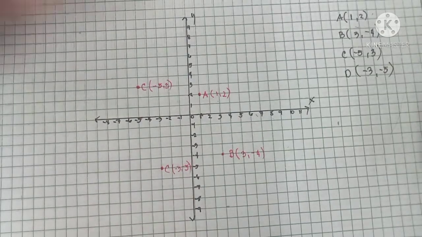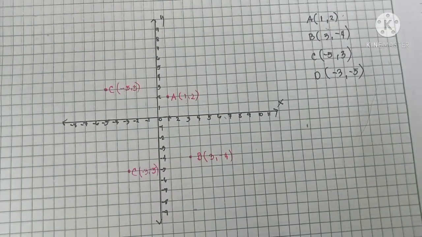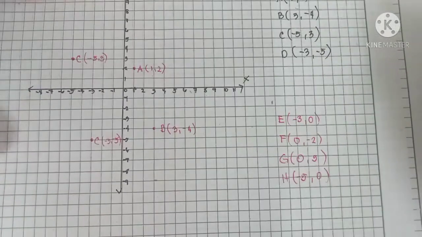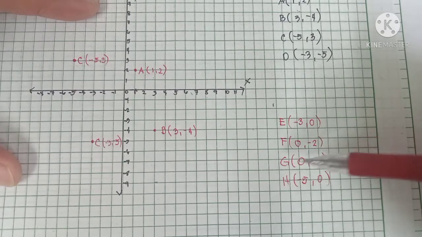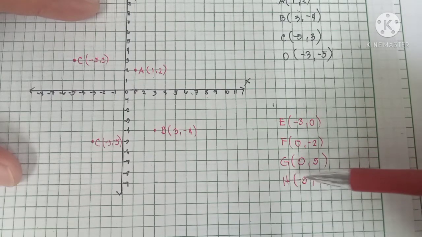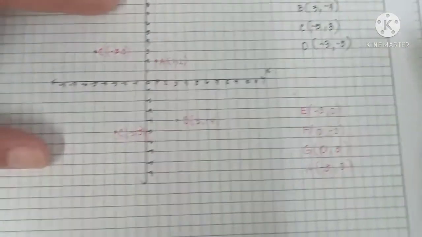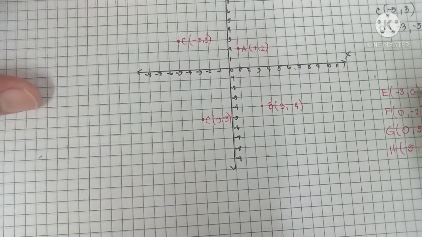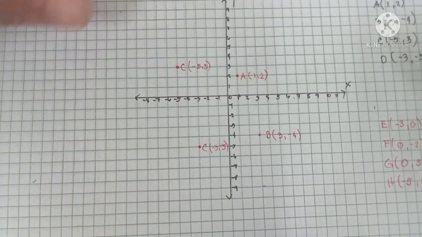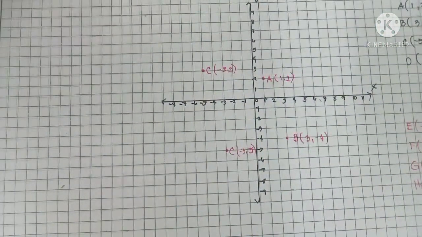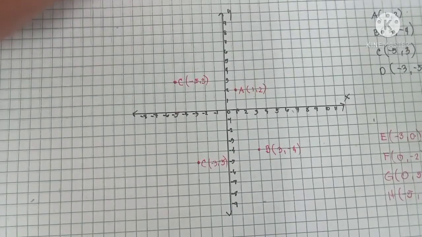But what if we have these points here? E is negative 3, 0. F is 0, negative 2. G is 0, 5. And H is negative 5, 0. So, these points here, if we have a 0 value for either X or Y, it is not a quadrantal point. It is not located on quadrant 1, 2, 3, or 4. It is located exactly on the X or the Y axis.